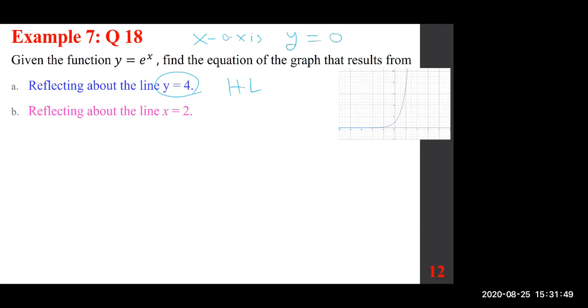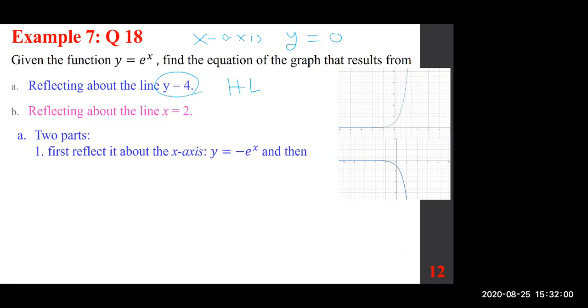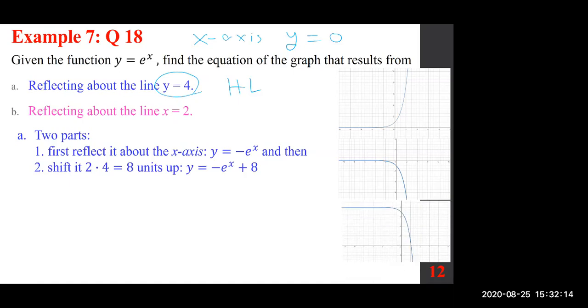And so now it's 4 units away from that, and reflection makes it 2 times that. So the idea is that first you reflect with respect to the x-axis. Just flip it over. And then because y equals 4, any number that y is equal to, multiplied by 2, and shifted. In this case, 2 times 4 is positive 8, so shifted positive 8 units up, because of the reflection.